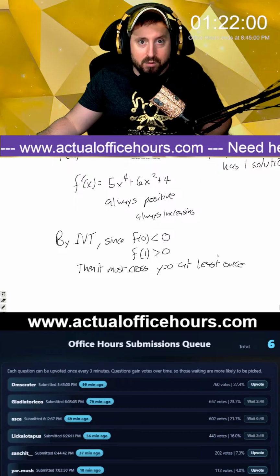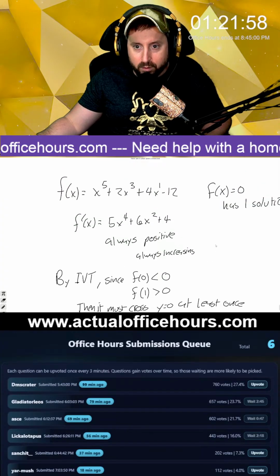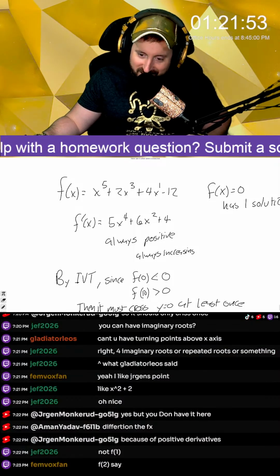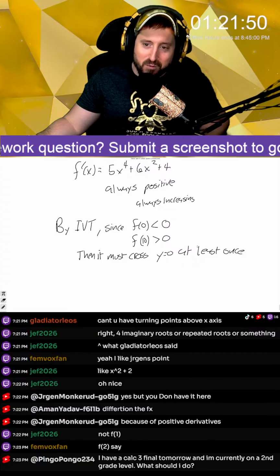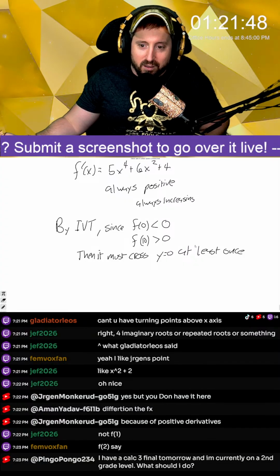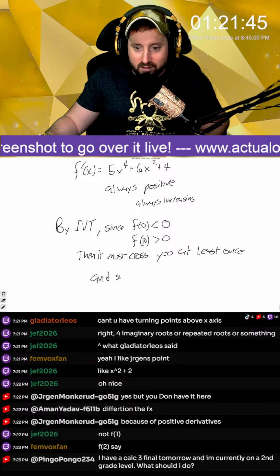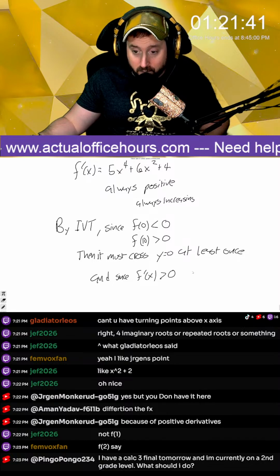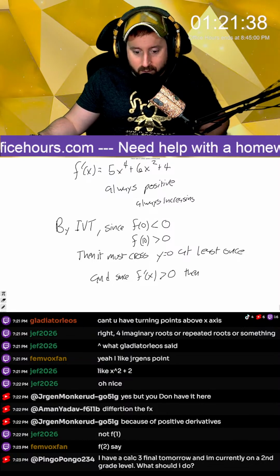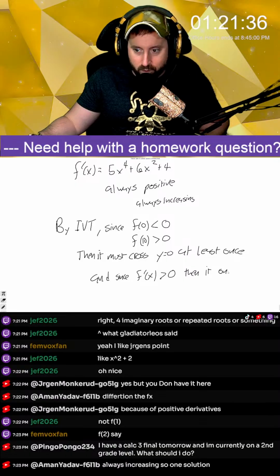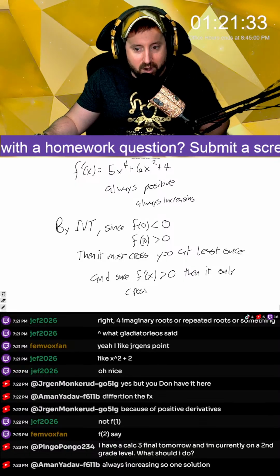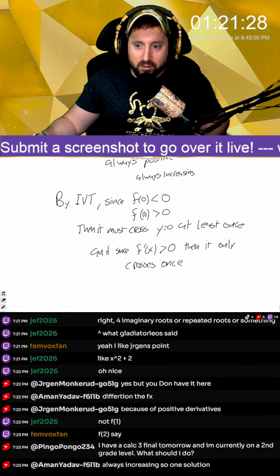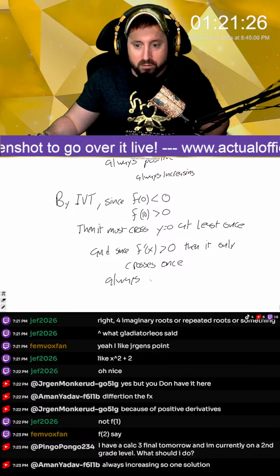And then I think because... Not f of 1? What's wrong with f of 1? Oh, sorry. F of 10. Sure. Yeah, okay, 2 works as well. All right. It must cross y equals 0 at least once. And since f prime of x is always greater than 0, then it only crosses once. Once it crosses, it can't go back. Always increasing, one solution.